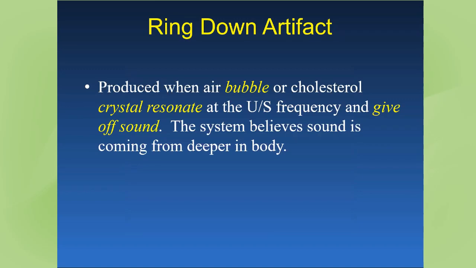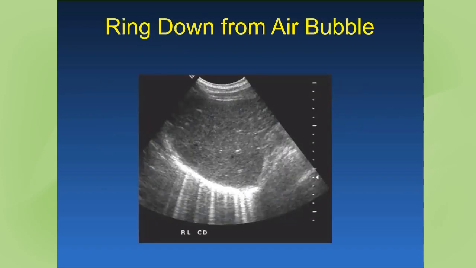And the example is called a ring down artifact. So the ring down artifact is a ringing or a resonance, like a ringing of a bell, which is produced when an air bubble or a cholesterol crystal resonates at an ultrasound frequency and gives off sound. The system believes the sound is coming from deeper in the body. So here's an example in the liver of a ring down artifact from air bubbles.